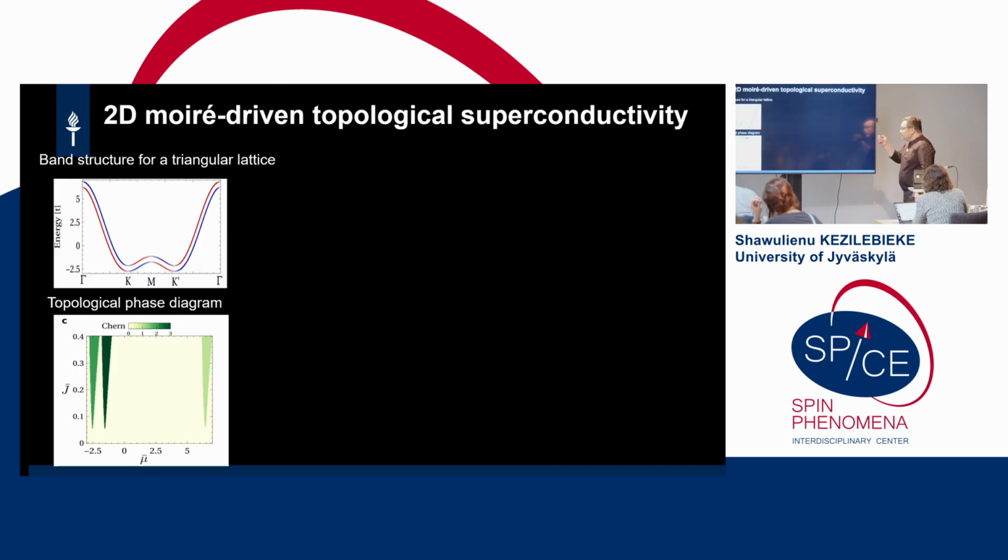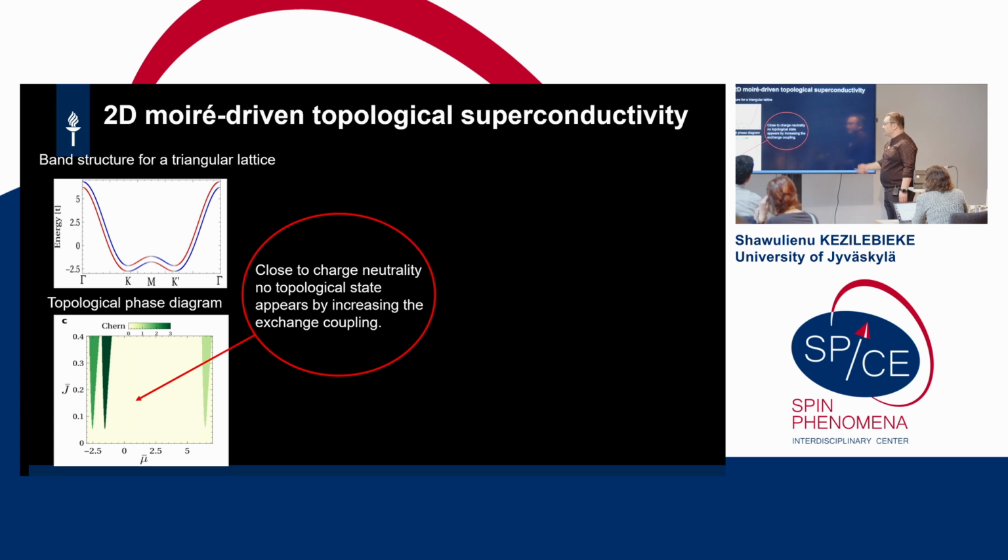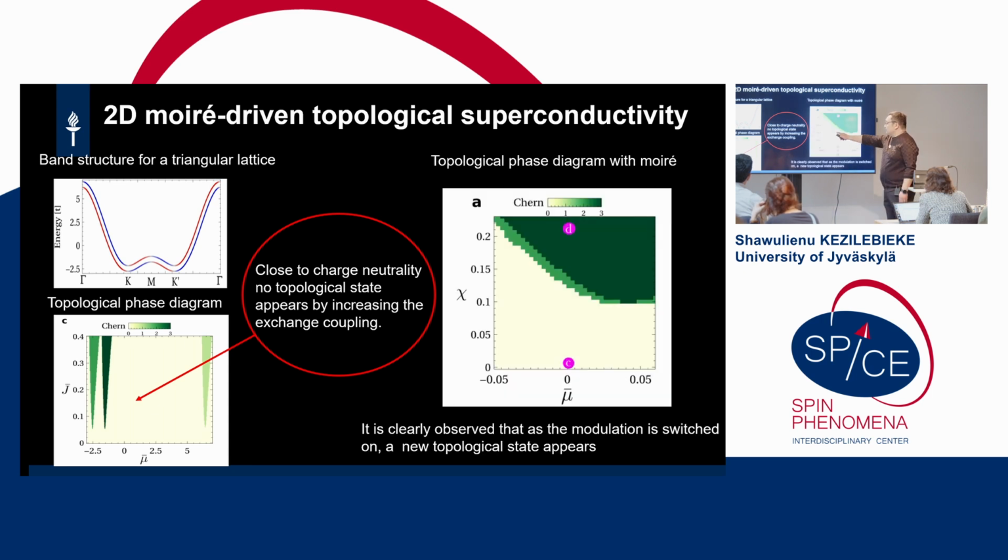And you can simply extend this to two dimensions, again at high symmetry points, especially what we are looking at close to the neutrality points. And without the Moiré, you don't have anything. Now, if you turn on the Moiré, you create this new topological region, which only appears when you apply Moiré. So now the question is, okay, this is theory. Now how can we detect it in an experiment?